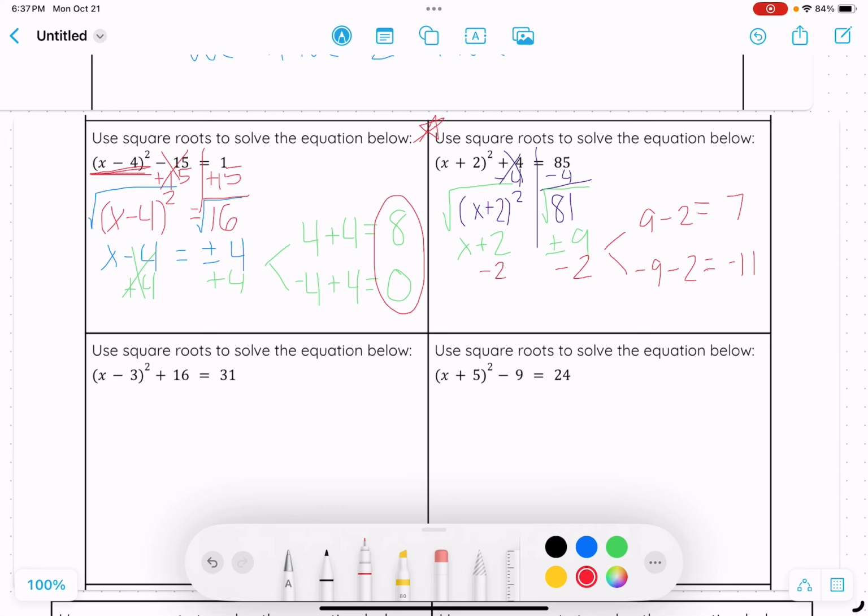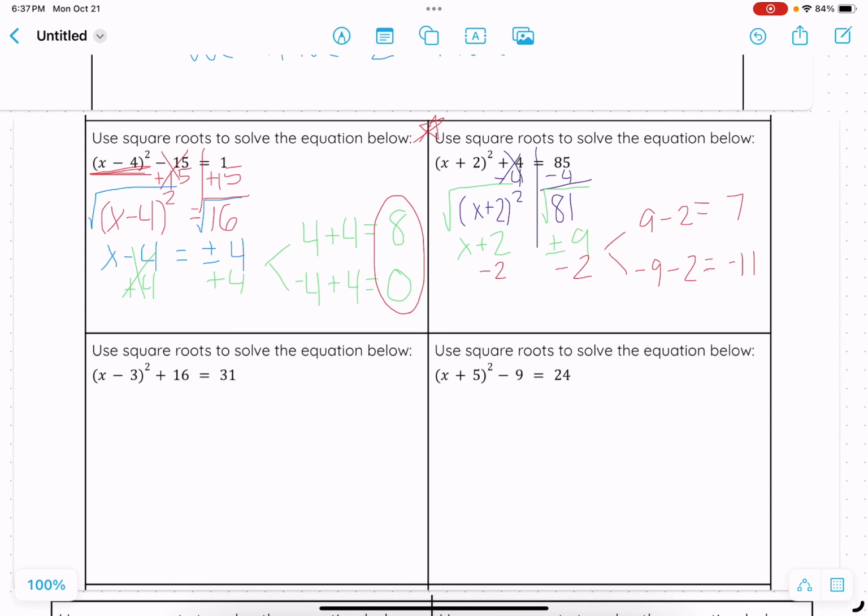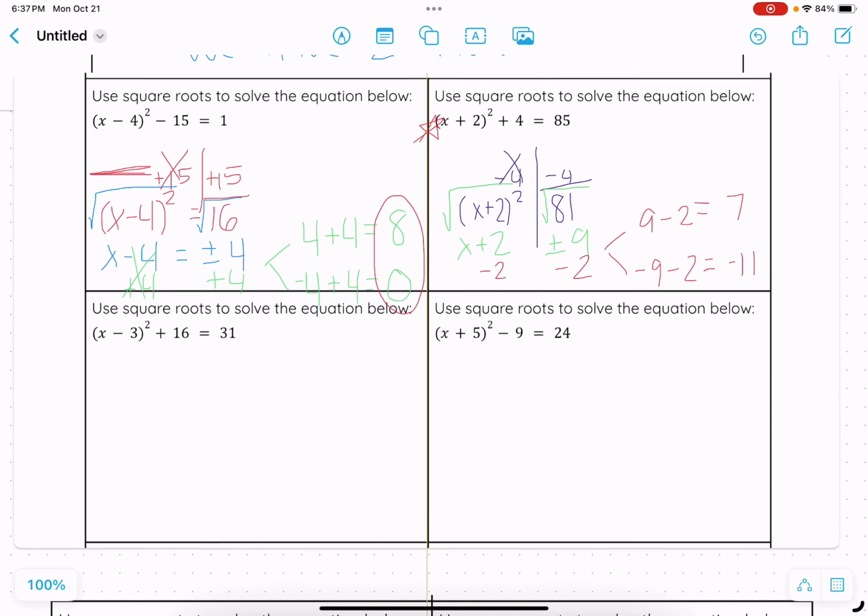Okay. So there's kind of two examples. We're going to do one more example where it's a little bit different.